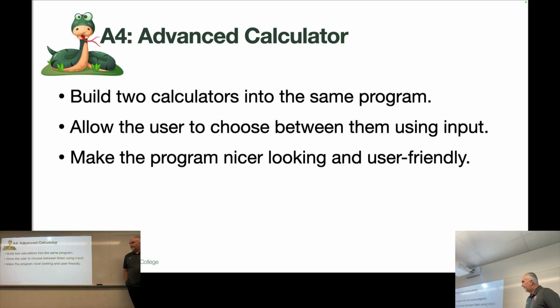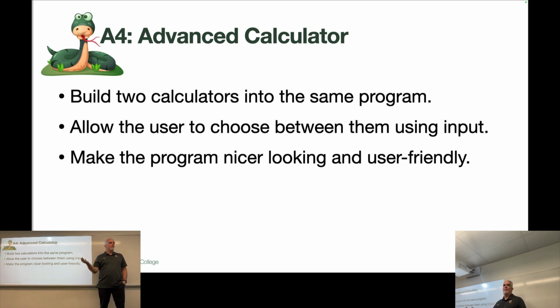So A4 is going to be an advanced calculator. And basically by advanced, I mean you're going to build one program that allows a user to choose between two different calculations. And once they choose between those two calculations, it's going to ask them for whatever input it needs, do the calculations, and spit out the answer.